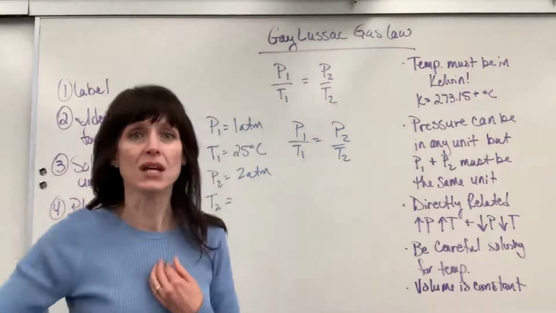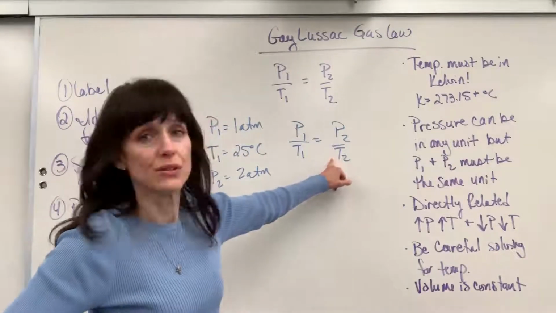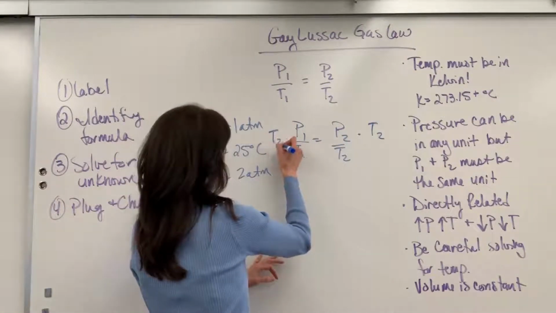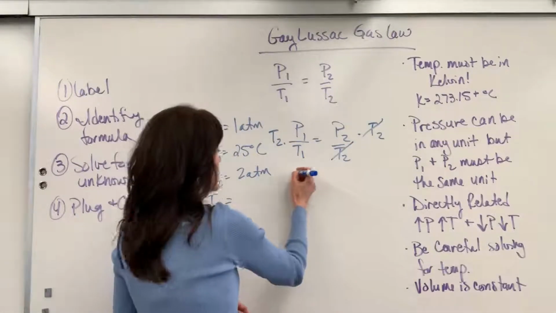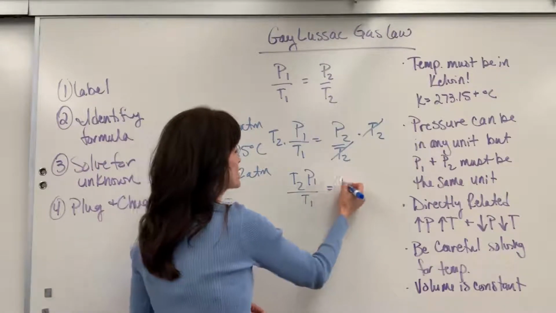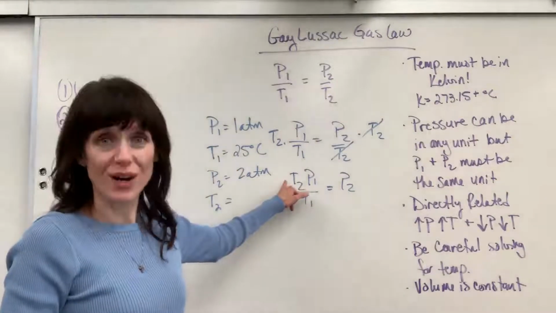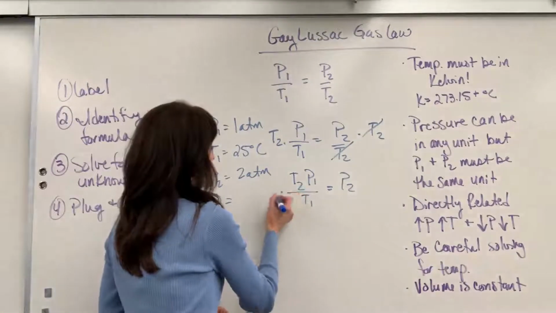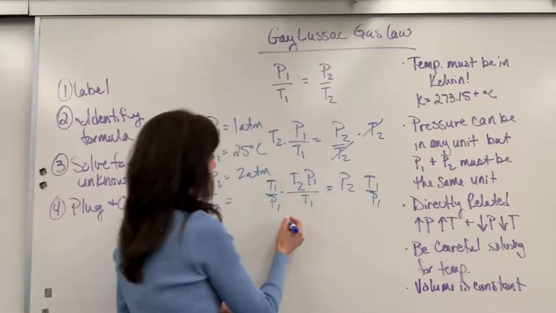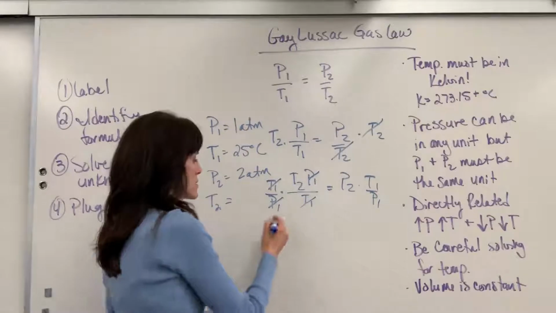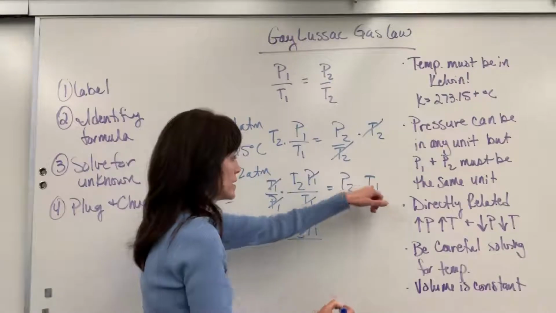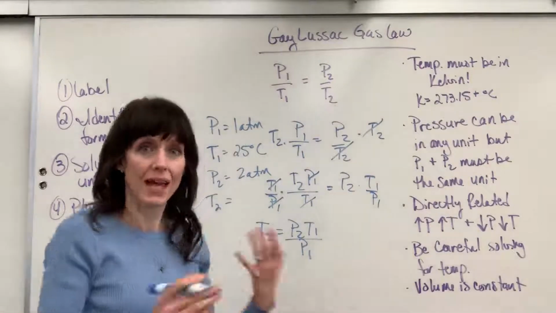Okay, this is how I do it. I'm first going to get the T2 in the numerator. So I'm going to multiply both sides by T2. So T2 cancels over there, and I'd have T2 P1 over T1 equals P2. Now I want to solve and get the T2 by itself. So we multiply both sides by T1 over P1. So the pressure and the temperature cancels, and we will get T2 equals P2 T1 divided by P1. Okay, so we solved.